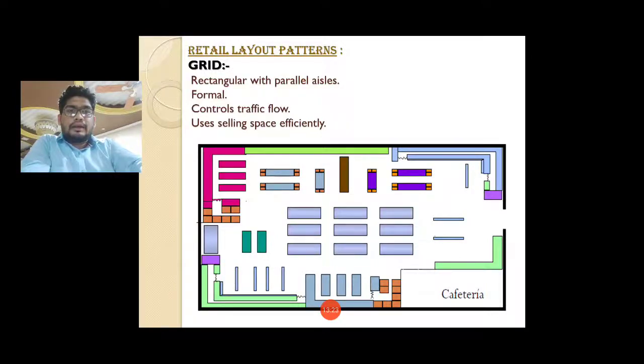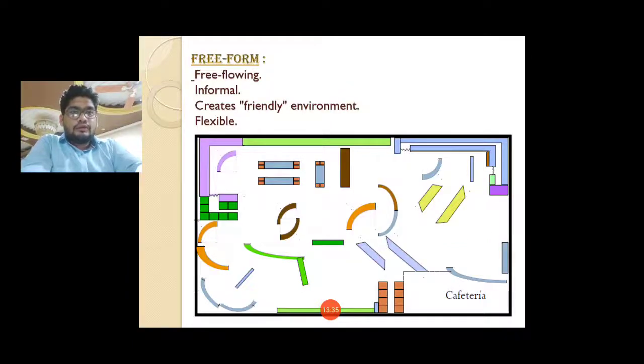Rectangular with parallel sides, using ceiling space efficiently, controlling traffic flows and all. We generally see this structure in corporate industries. Fine. Free form. It is generally free form. It is an informal, friendly environment. One can travel from anywhere to anywhere, anytime. Fine. It is not generally seen in corporates and all. Fine.